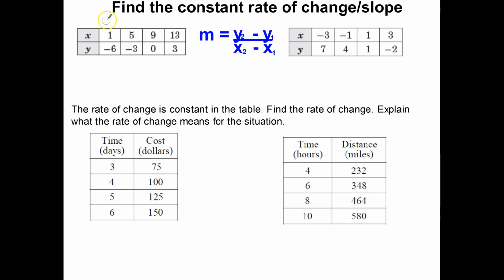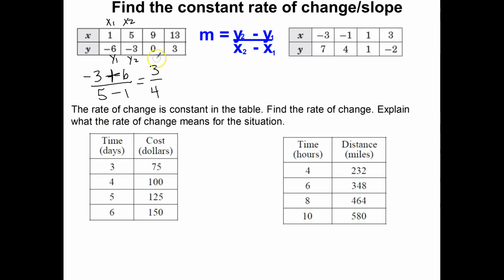But again, I'm going to show you. We can take out two ordered pairs. We can call these x sub 1, x sub 2, y sub 1, y sub 2. So if we want to find the rate of change in the table, all we have to do is negative 3 minus negative 6 over 5 minus 1. That's y sub 2 minus y sub 1 over x sub 2 minus x sub 1. This will give us 3 over 4. So the slope of this is 3/4.